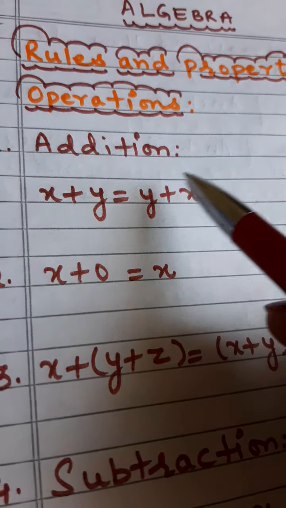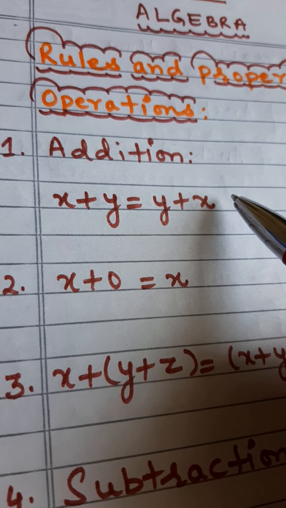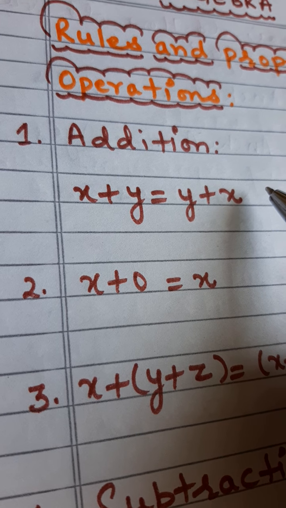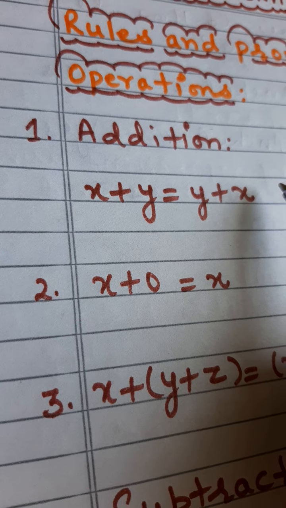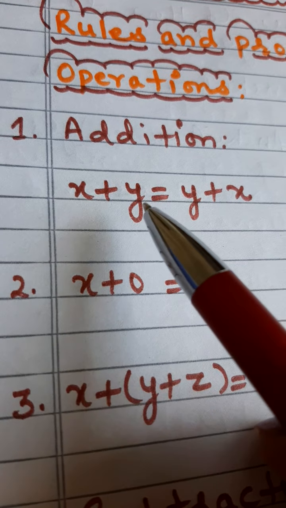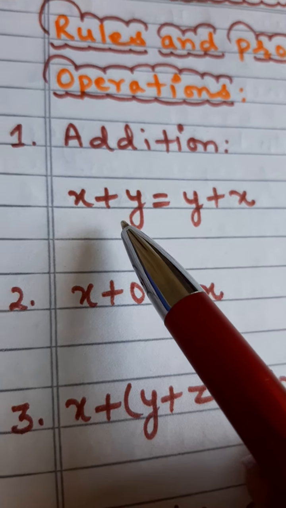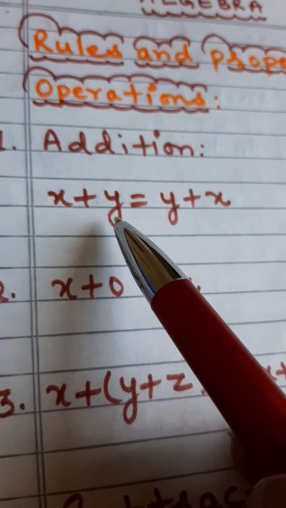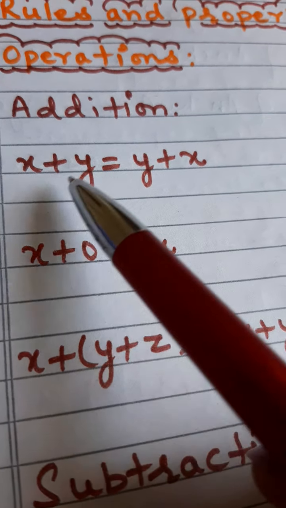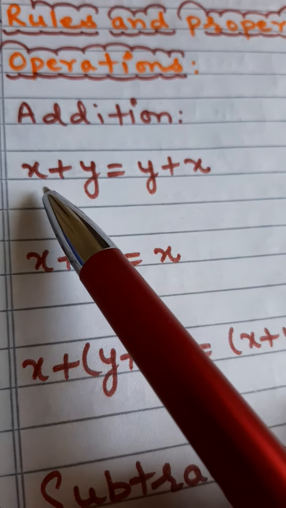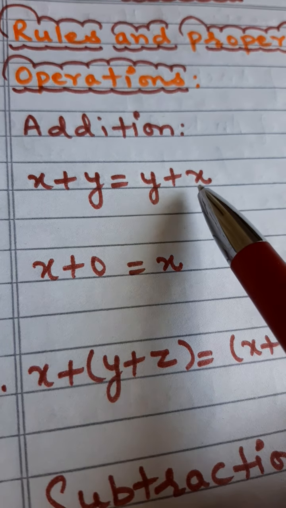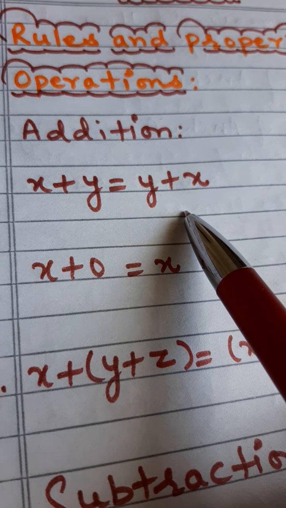The first is addition. Now students, the literal numbers obey all the rules regarding the operations of addition, subtraction, multiplication and division. So in addition, the commutative property is obeyed by all the literal numbers. That is, x plus y is equal to y plus x, right? That means if we add any literal number to another literal number, and if we change the order of the addition, the answer will remain the same.